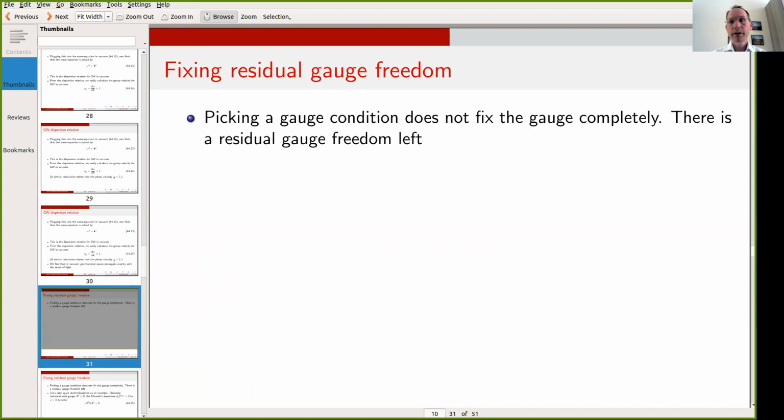We are almost done, but there's more to the story. In particular, you should recall that picking a single gauge condition usually does not fix the gauge completely because there is some residual gauge freedom left. And we want to employ this residual gauge freedom to say more about the particular structure of the gravitational wave. In particular, we want to discuss the physical polarizations of the gravitation.